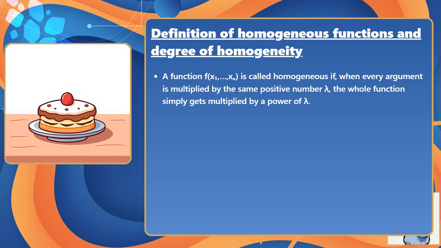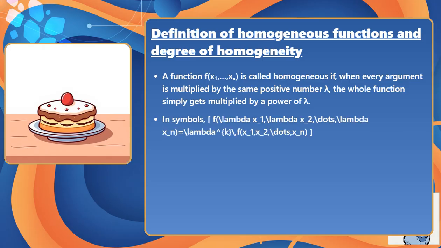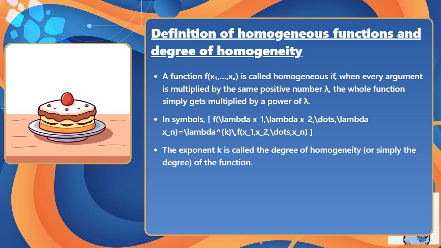A function f of x sub 1 through x sub n is called homogeneous if when every argument is multiplied by the same positive number lambda, the whole function simply gets multiplied by a power of lambda. In symbols, f of lambda x sub 1, lambda x sub 2, ..., lambda x sub n equals lambda to the k times f of x sub 1, x sub 2, ..., x sub n. The exponent k is called the degree of homogeneity, or simply the degree of the function.